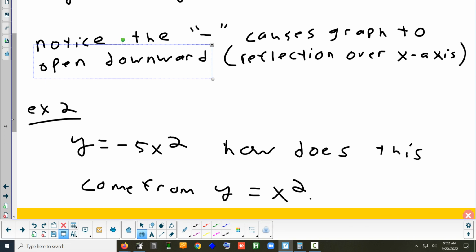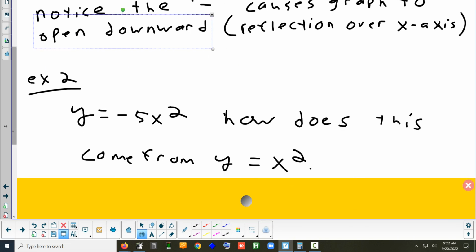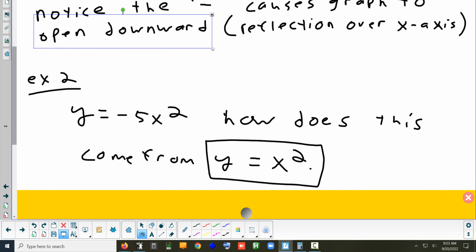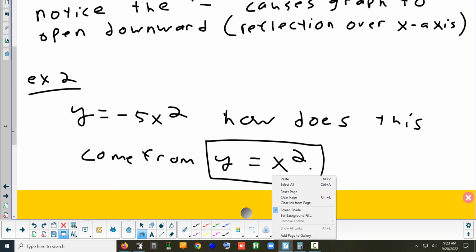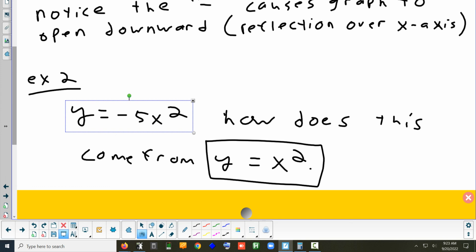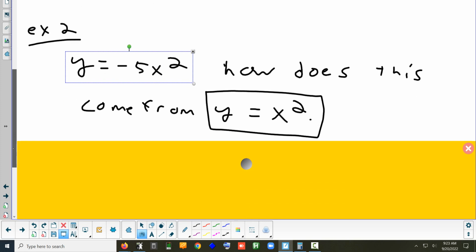So what I want to look at is, given what we call the parent function, the most basic parabola you can have, I want to know how I could turn y equals x squared into y equals negative 5 x squared. So I'm going to write down all the transformations that you would have to do. First of all, you don't have to tell me what they are, but how many transformations would it take to turn y equals x squared into y equals negative 5x squared? Okay? Two. There's two things happening there.